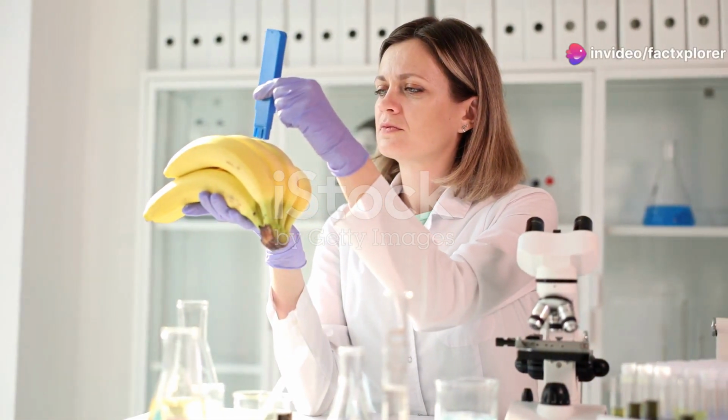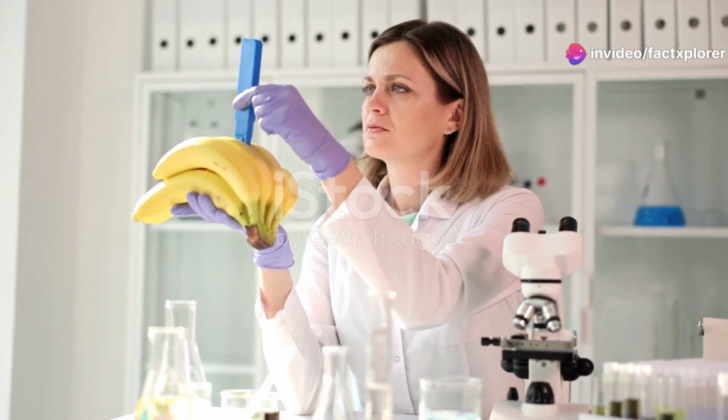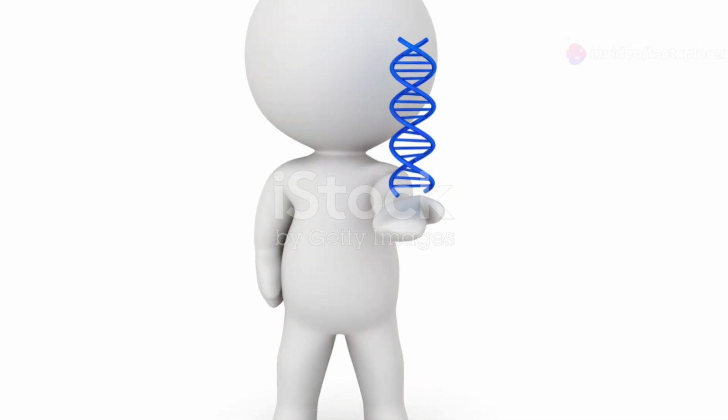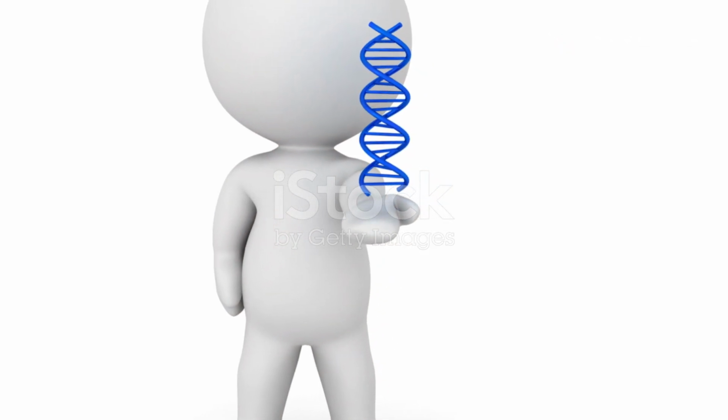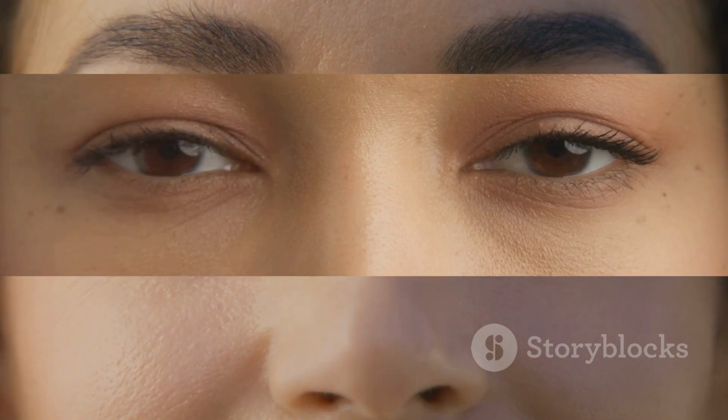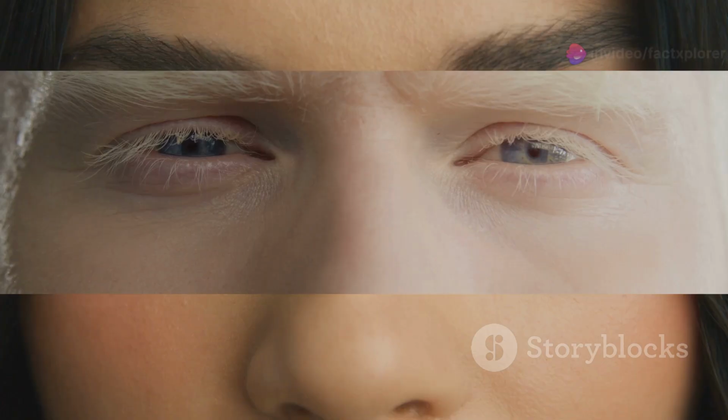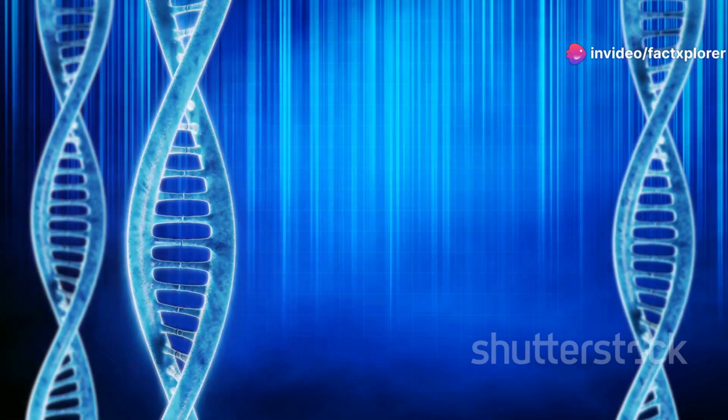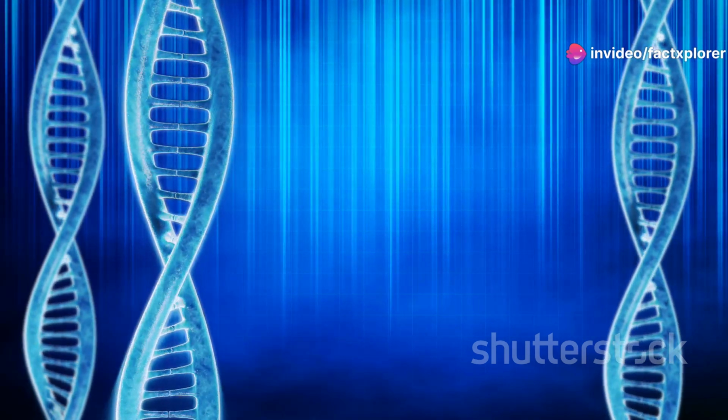Imagine a tiny instruction manual hidden inside every cell of your body. This manual, called DNA, holds the code that makes you, you. It determines your hair color, eye color, and even your height. DNA is like a recipe book with instructions for building and running a living organism.